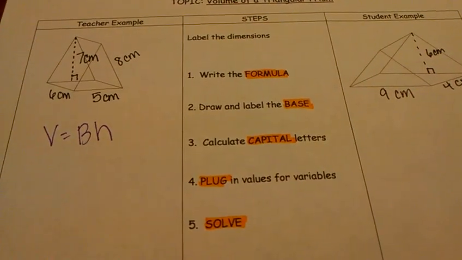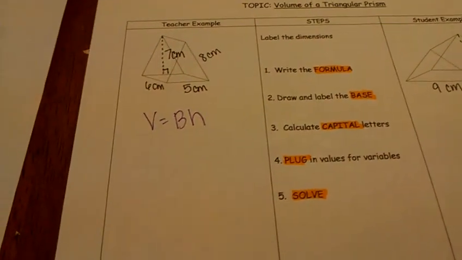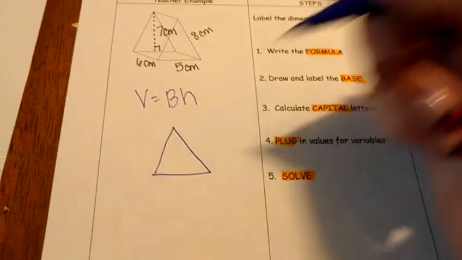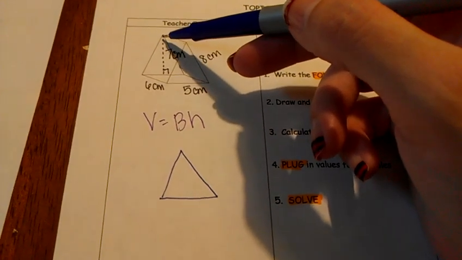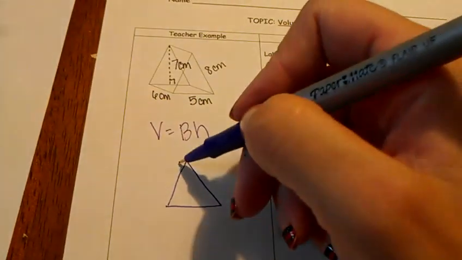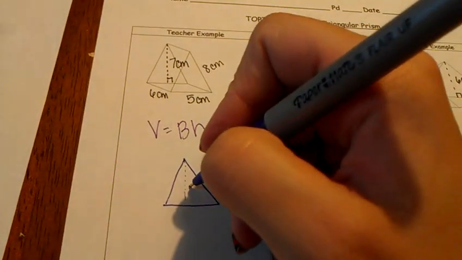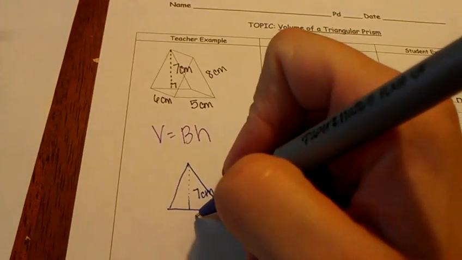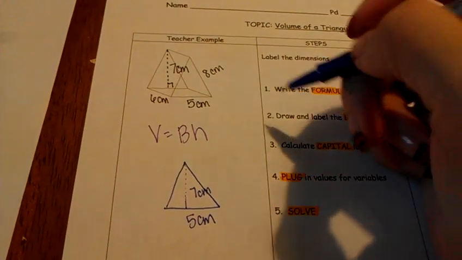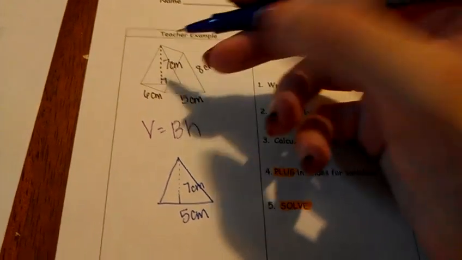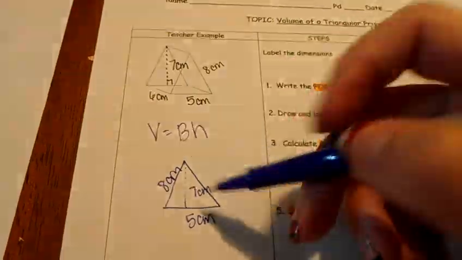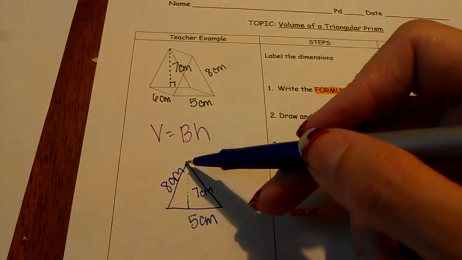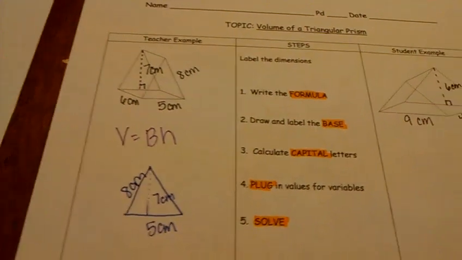Second is to draw and label the base. Well, because we're talking about a triangular prism, my base is a triangle. So I have to draw a triangle, and then I've got to label it. Okay, look at our dimensions up here. This dotted line down the center, that's your height of the triangle. We've got our base of the triangle, that's this dimension right here. And it gives us another dimension associated with the triangle, and that's this one right here. That is referring to the side length. So we've got the base of 5, we've got the height of 7, and we've got a side length of 8. Okay, so we've got our base drawn and labeled.